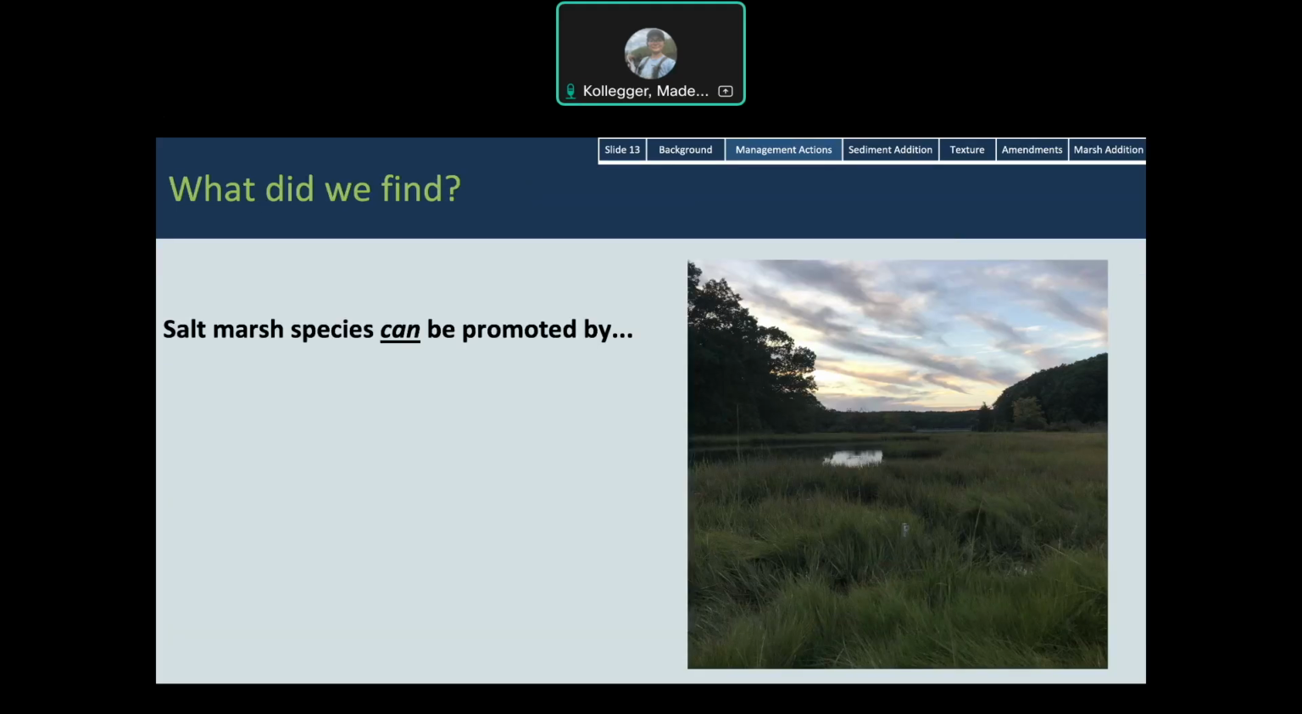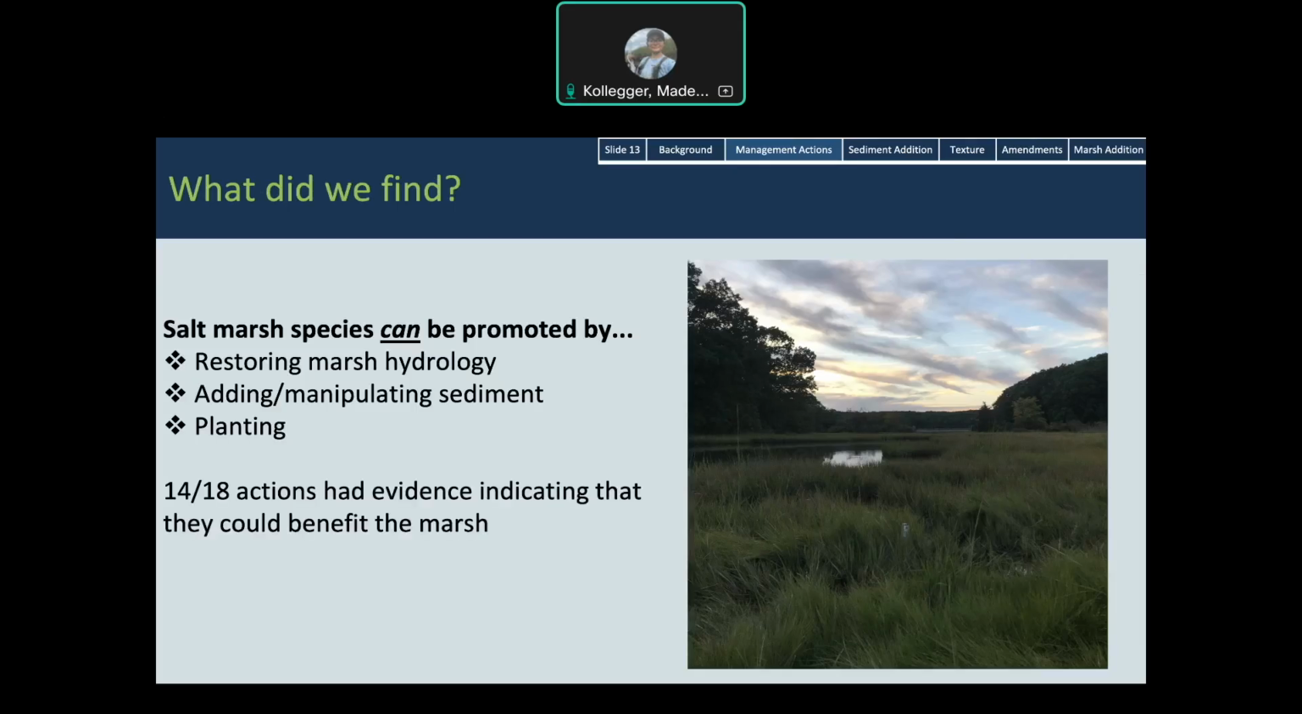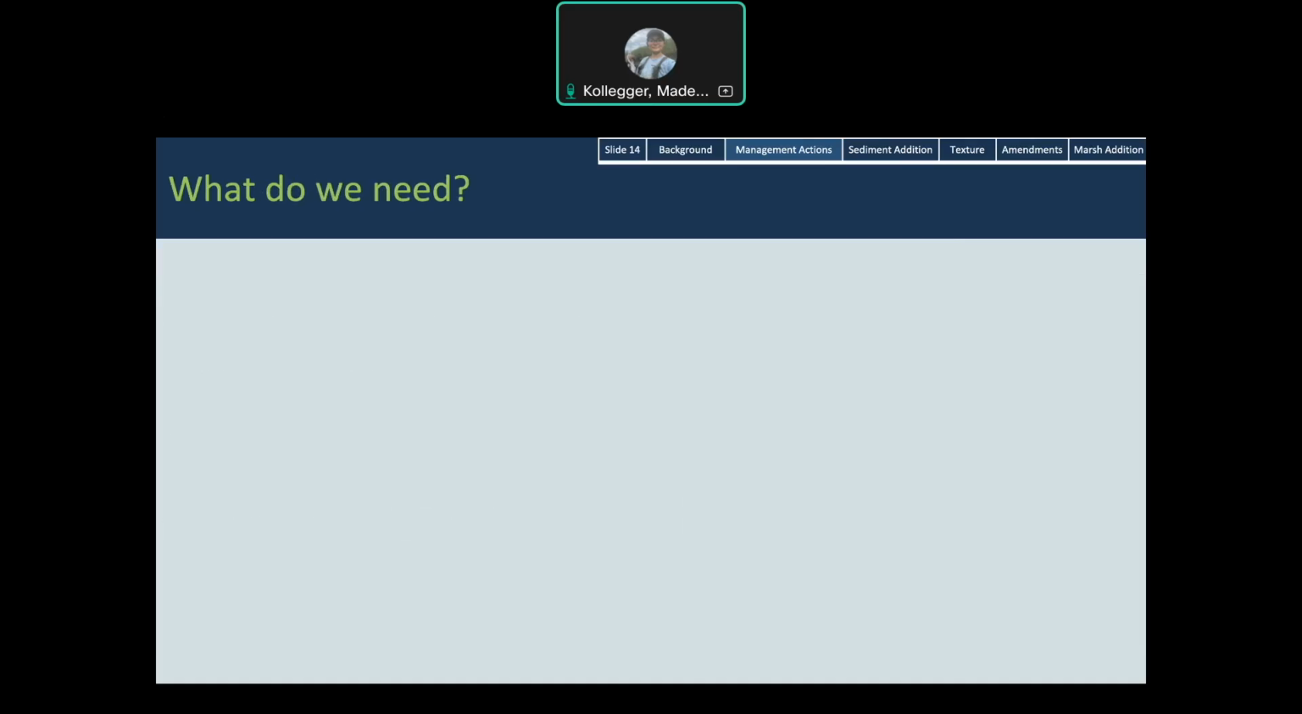And so what we found is if we're using salt marsh species as our metric, they can be promoted by restoring marsh hydrology, adding or manipulating sediment, and planting vegetation, with again, 14 of those 18 actions having evidence indicating they could benefit the marsh. But we do need additional work, with the first being more information and more evidence to move things from that likely to be beneficial category to beneficial.